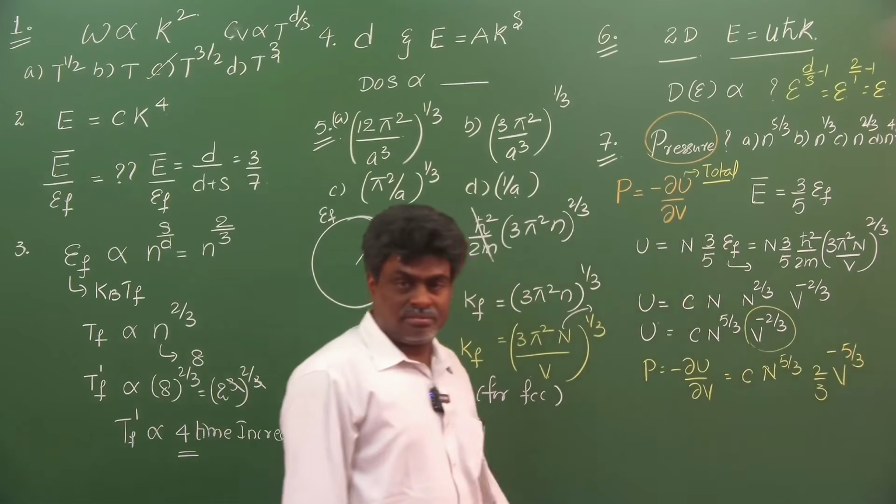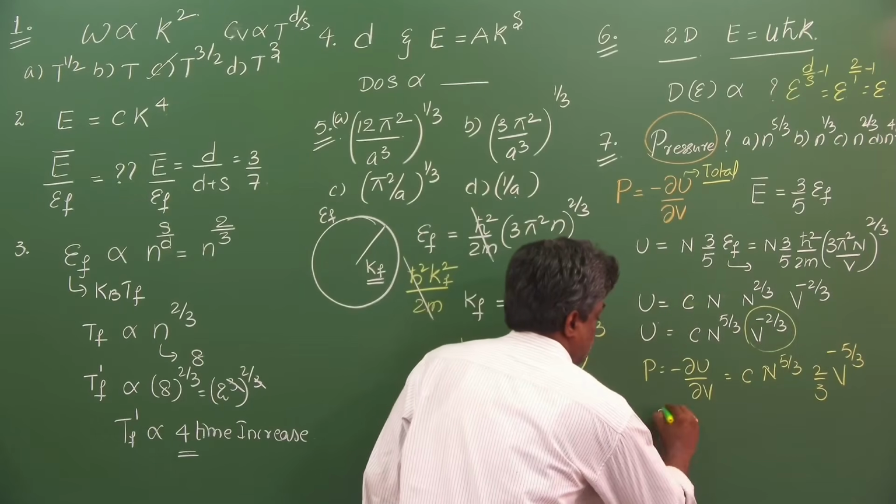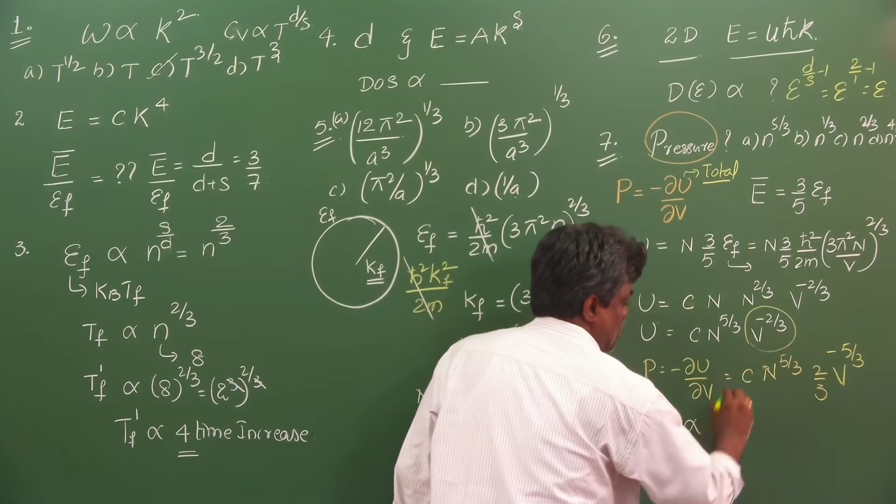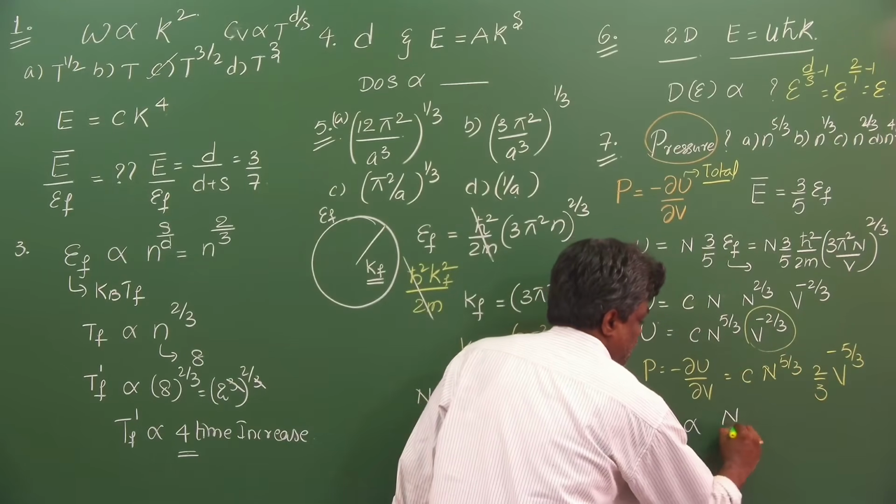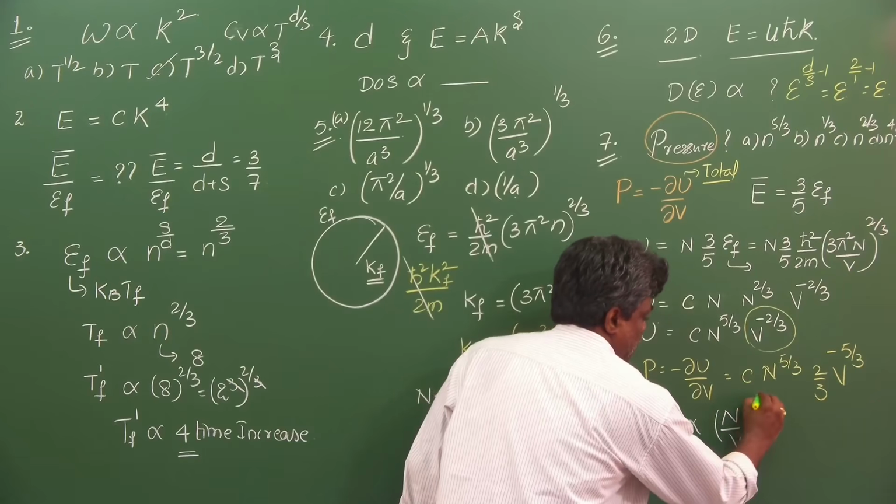Now this pressure is proportional to a constant, which can be written as N by V whole power 5 by 3.